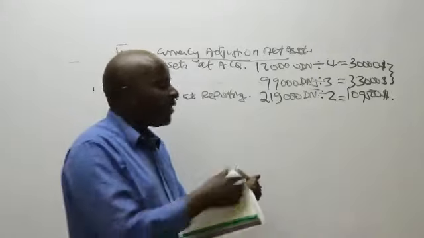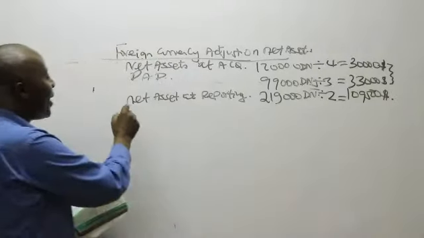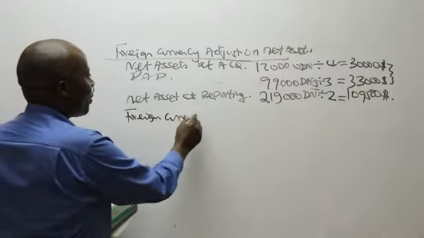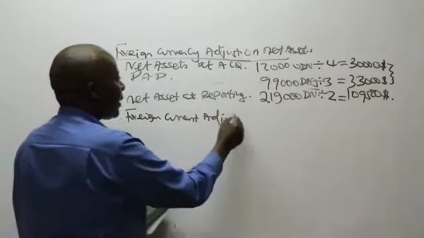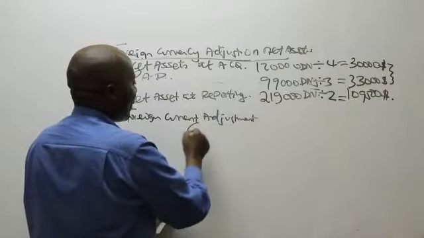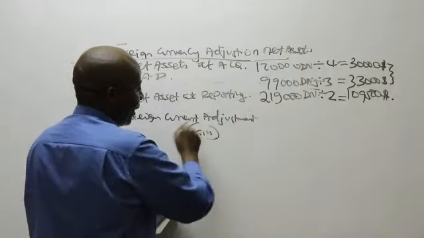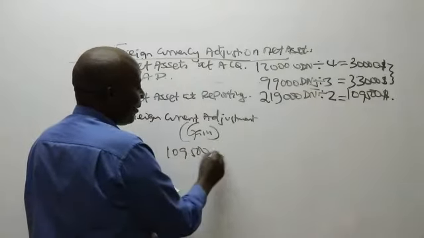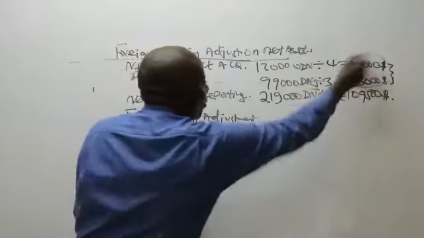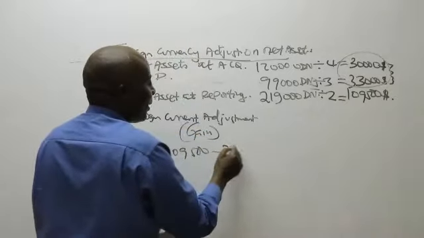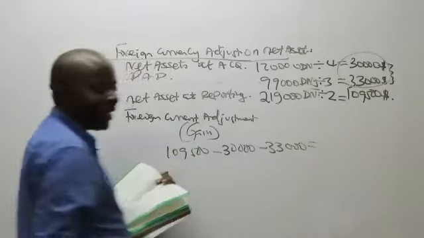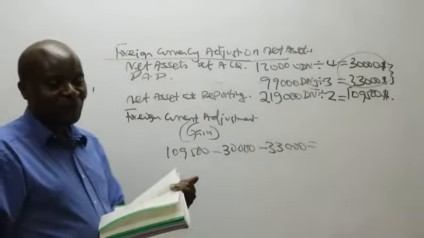So ladies and gentlemen, for you to be able to get the foreign currency adjustment on net assets, which will be a gain here, what I'll do, I'll take the closing rate 109,500 minus these two combined. I'm going to subtract 30,000 and 33,000. You'll be able to get your gain on net assets.